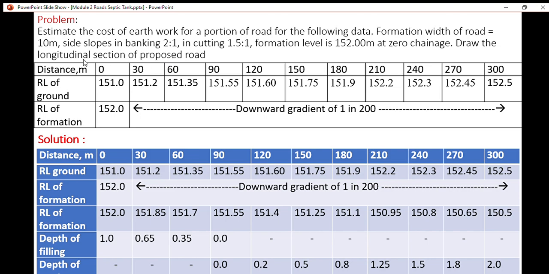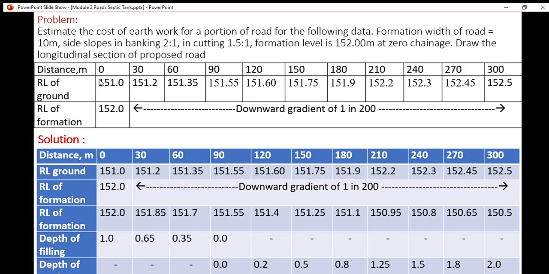Note that formation width B is equal to 10 meter. Value of S in banking is 2. Value of S in cutting is 1.5. The data is given in tabular form. First row is the distance or chainage, that is 0, 30, 60, 90 and so on up to 300 meter. So you can notice that the peg interval, the difference between the successive chainages, is equal to 30 meter.